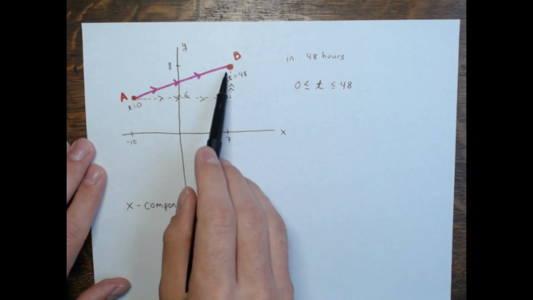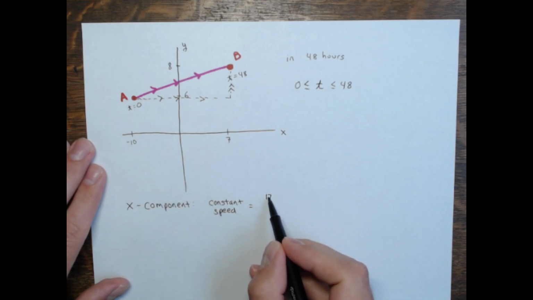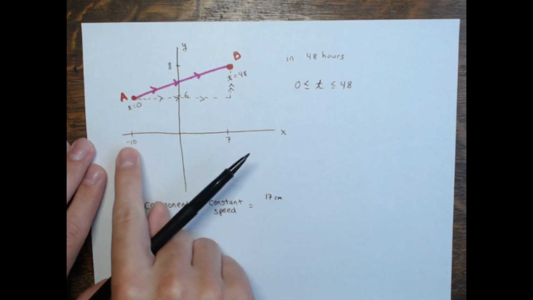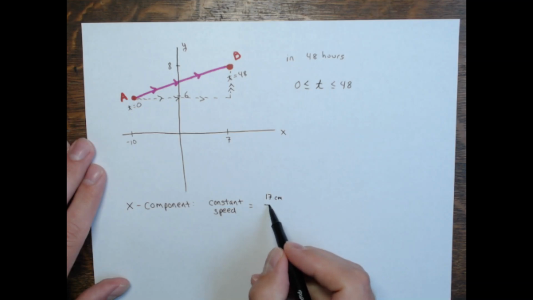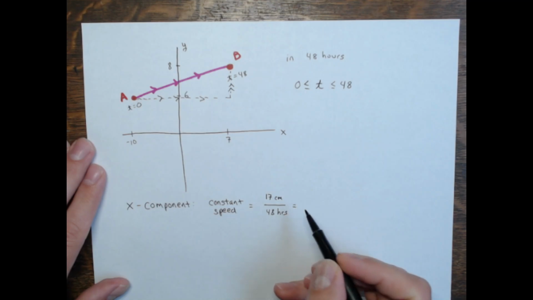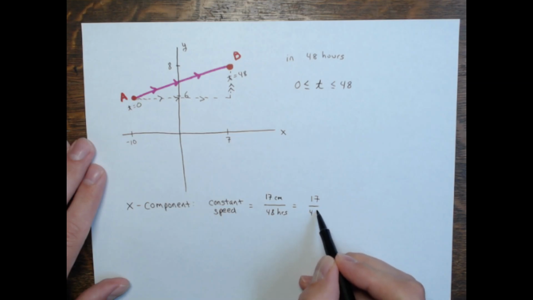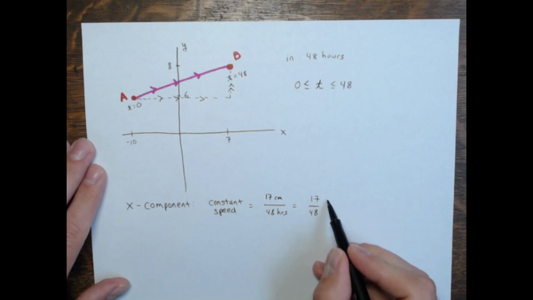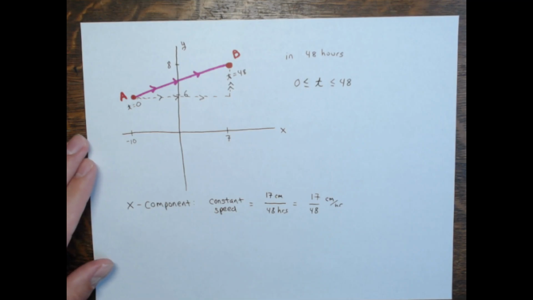When I move from point A to point B, x increased by 17 centimeters, right? It went from negative 10 to positive 7 over that 48 hours. So the constant rate of speed is 17/48, which really doesn't reduce, centimeters per hour. And that's how fast the x coordinate is moving.